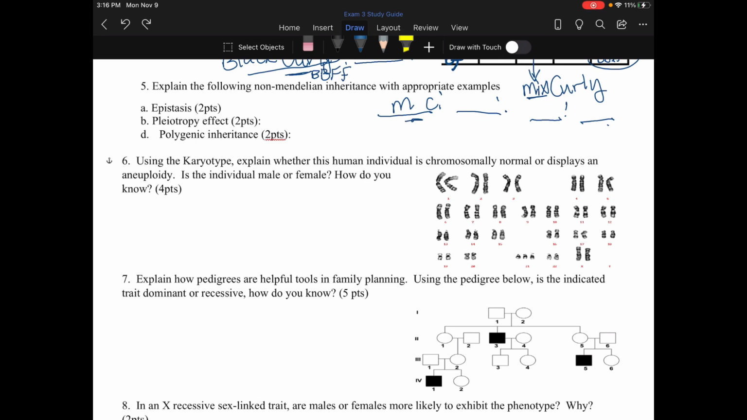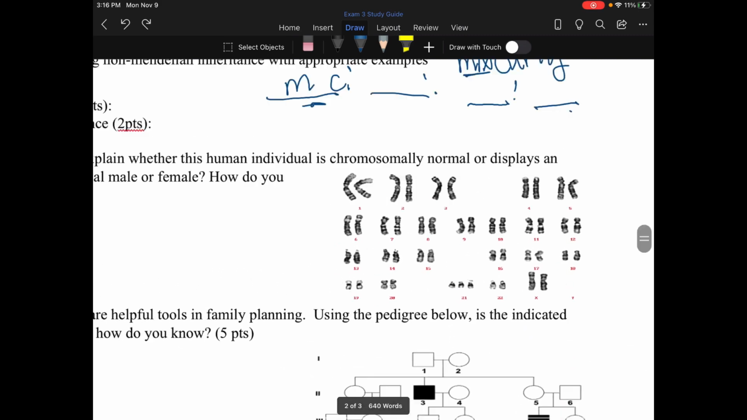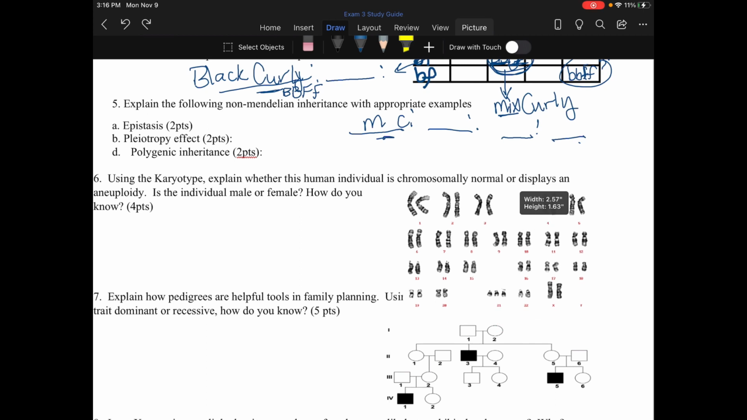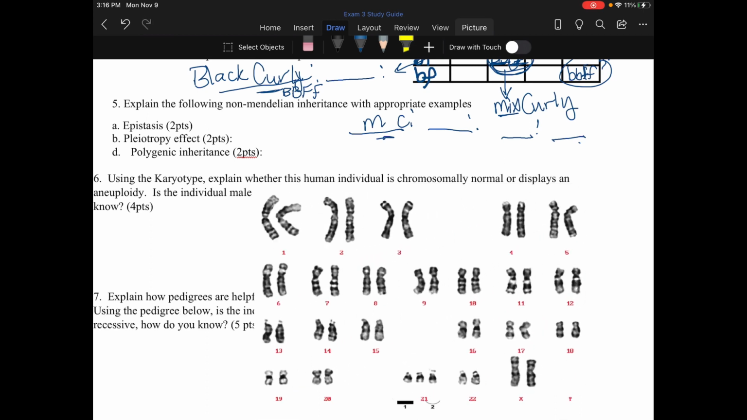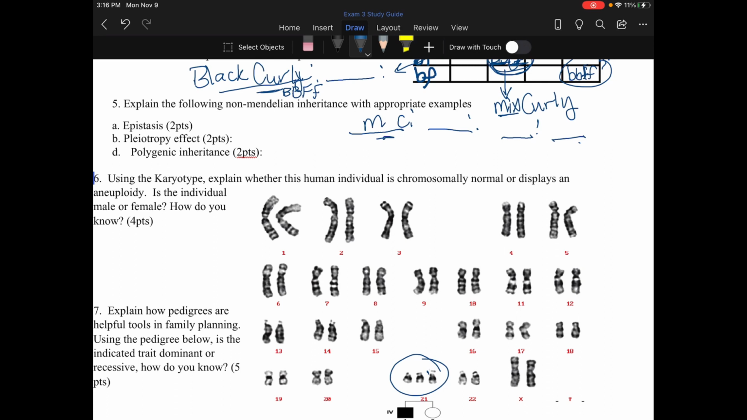So using the karyotype, explain whether this human individual is chromosomally normal or displays an aneuploidy. Is the individual male or female, and how do you know? Well, a normal individual is going to have a pair of each chromosome, and no more, no less. So if you look at this individual, you've got 2 of everything except for chromosome number 21. So this is your aneuploid part of your chromosome, so it is not normal.